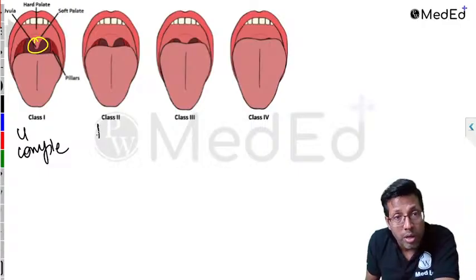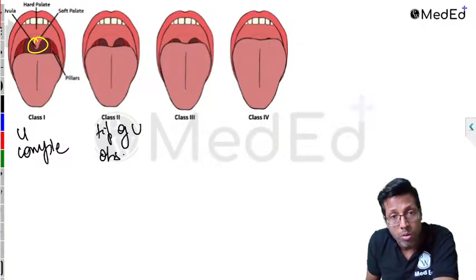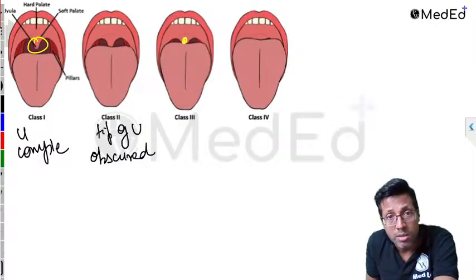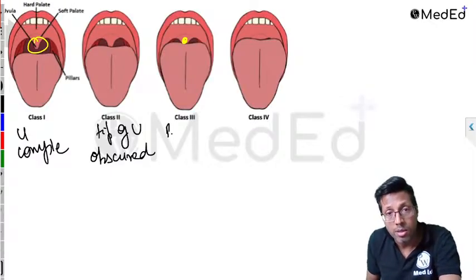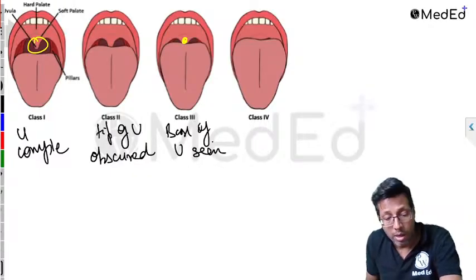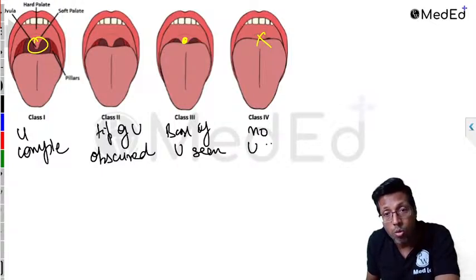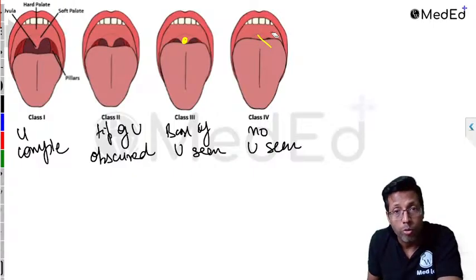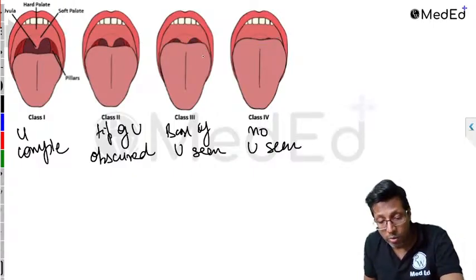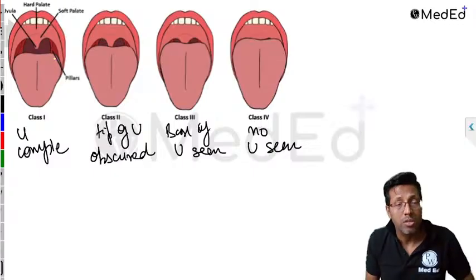If the tip of the uvula is obscured, it's Mallampati 2. If you can see just the base of the uvula, that's Mallampati 3. And if you can't see the uvula at all, that is Mallampati 4. Only one structure can tell you. You don't have to look at anything else. So for Mallampati, just look at the uvula.